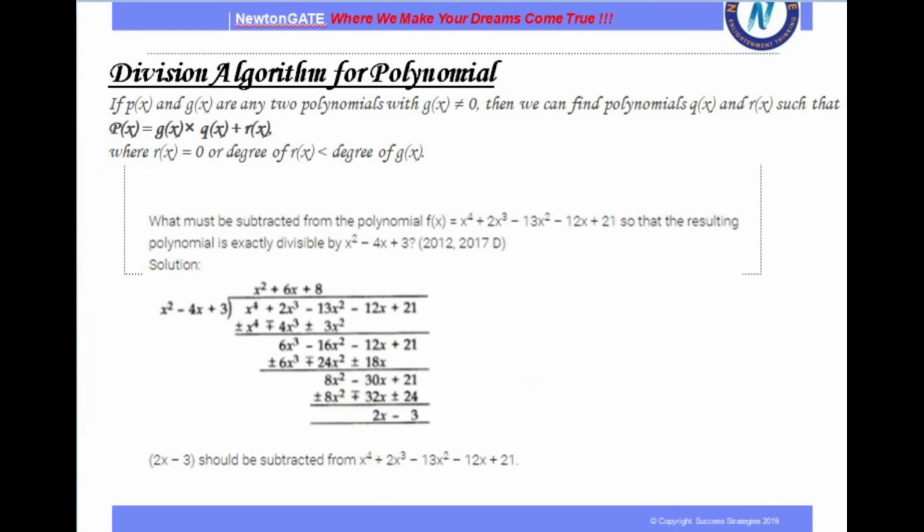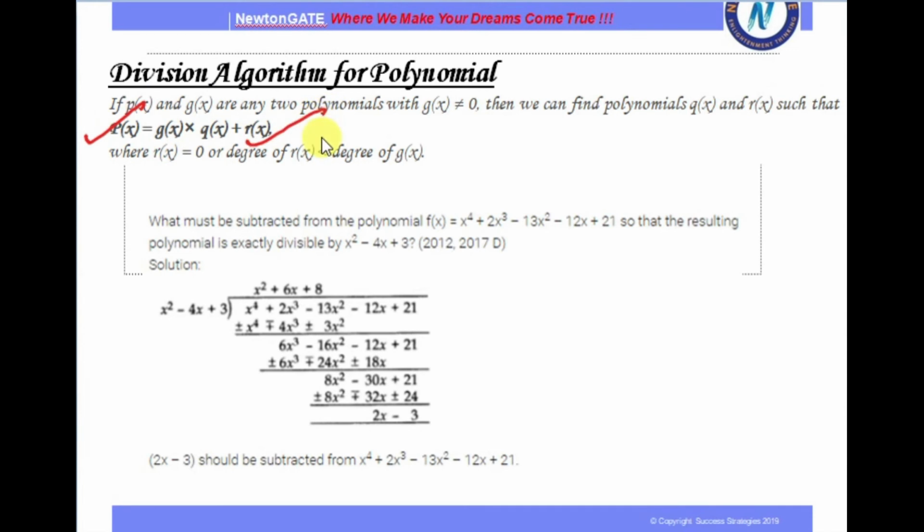So here also the concept basically remains the same. There will be a polynomial, that is the dividend. Here, instead of having a number, we will have the dividend in the form of a polynomial, we will have a quotient in the form of a polynomial, and we will have the divisor also in the form of a polynomial, and the remainder as well will also be in the form of a polynomial.